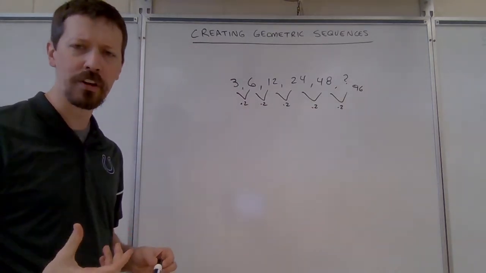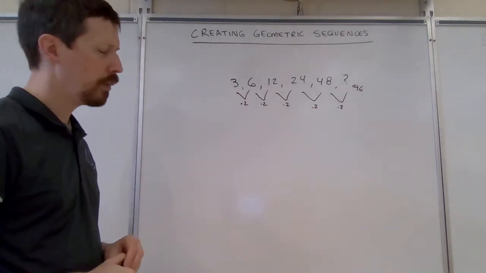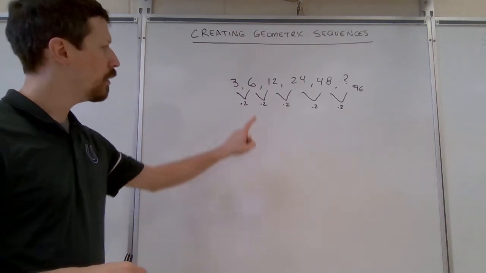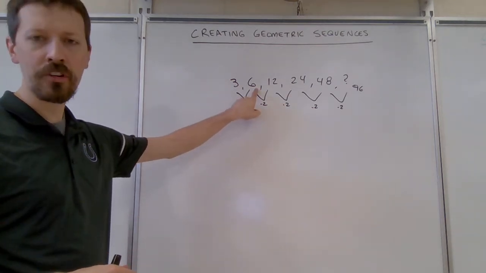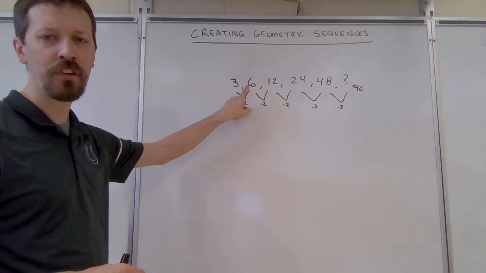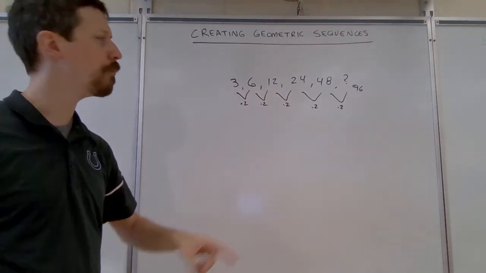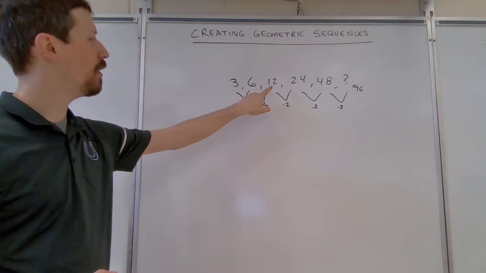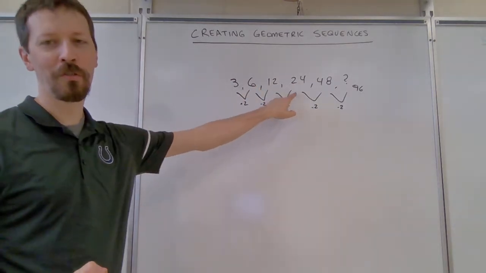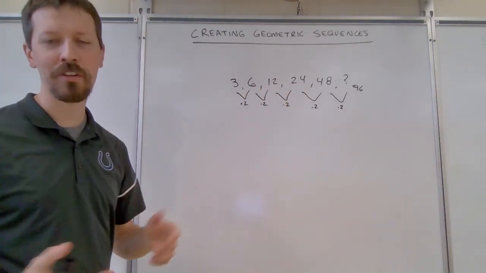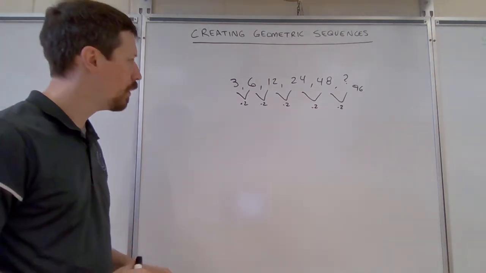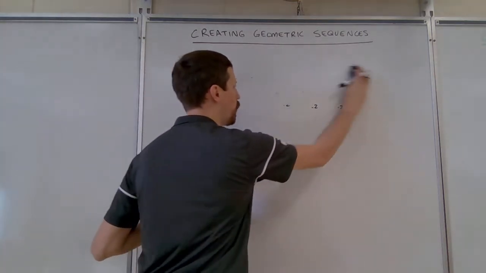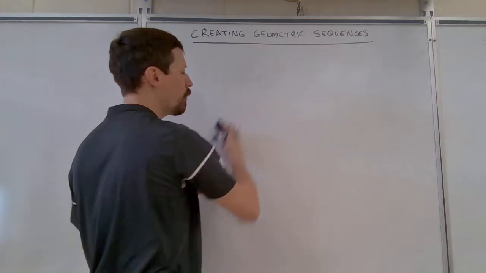If you're ever not sure what the ratio might be, just take one of the later terms divided by the previous term. So 6 divided by 3 gives you 2. 12 divided by 6 gives you 2. 24 divided by 12 gives you 2. So you could go that route. All right, so that one's a pretty straightforward one. Go ahead and, if you've not yet, try number 2.